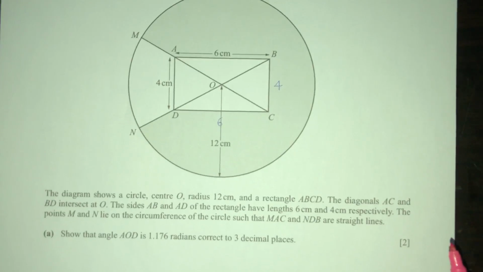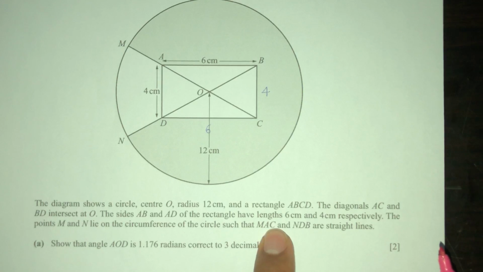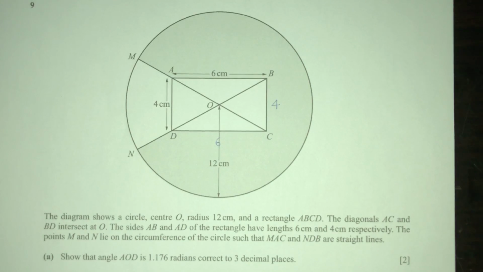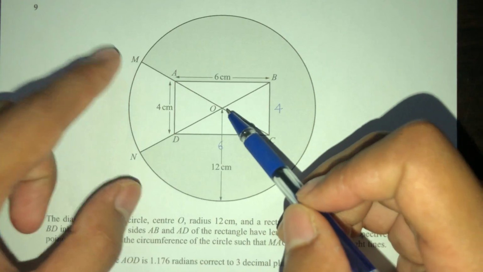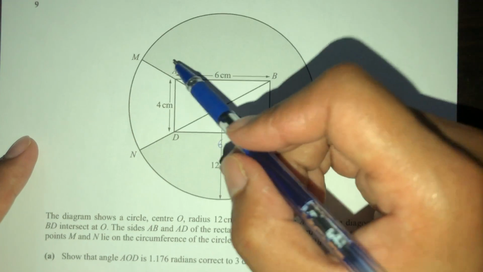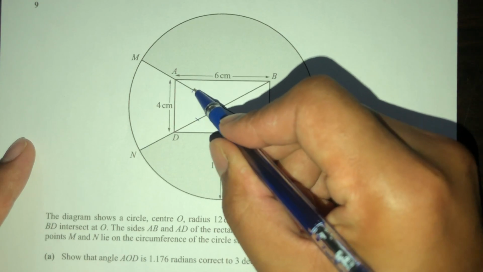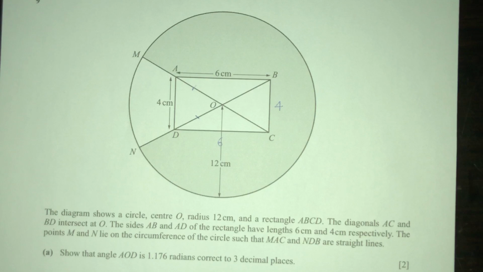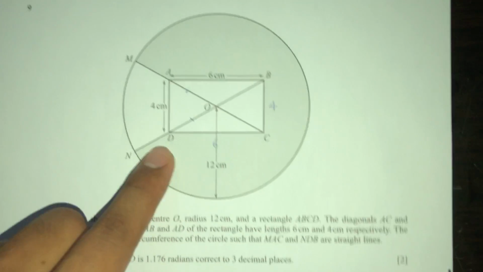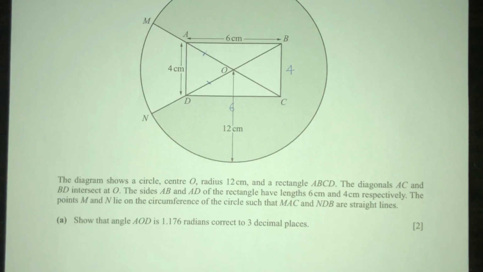Now what's next? The points A and D lie on the circumference, and the points B and C as well. These are straight lines. So as you can see, this is the radius, which means this is also the radius. This is also the radius. So these have to be the same. This and this are the same. Right. Now part A, we have to show that angle AOD is equal to 1.176 radians. So not too hard, pretty easy as well.